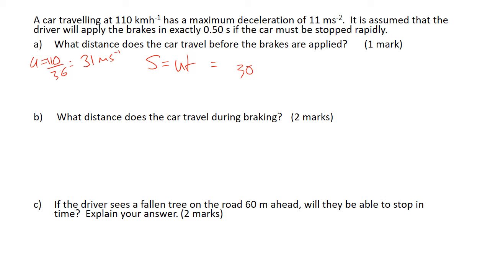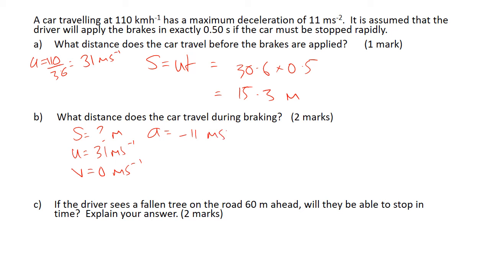So it is just 30.6 times 0.5 seconds, and we've got 15.3 meters that it's traveling before the brakes are applied. Now, during braking means the acceleration is actually non-zero. So S we're trying to find. U we know was 31 meters per second. V is going to be 0 because we want them to stop. And we know A is negative 11 meters per second squared.